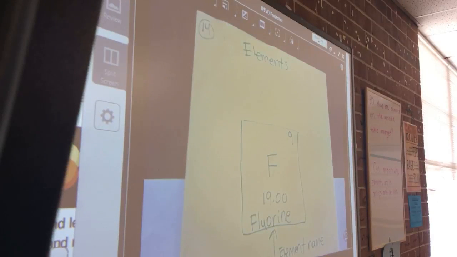The elements are named by the people who discover them. They are named sometimes for what they're used for. Sometimes they're named after a person, like Einsteinium. What would you say Einsteinium is named after? Albert Einstein. Yep. So whoever finds it gets to name it. That's the rules. That's why you're like, why is it named that? That's why.